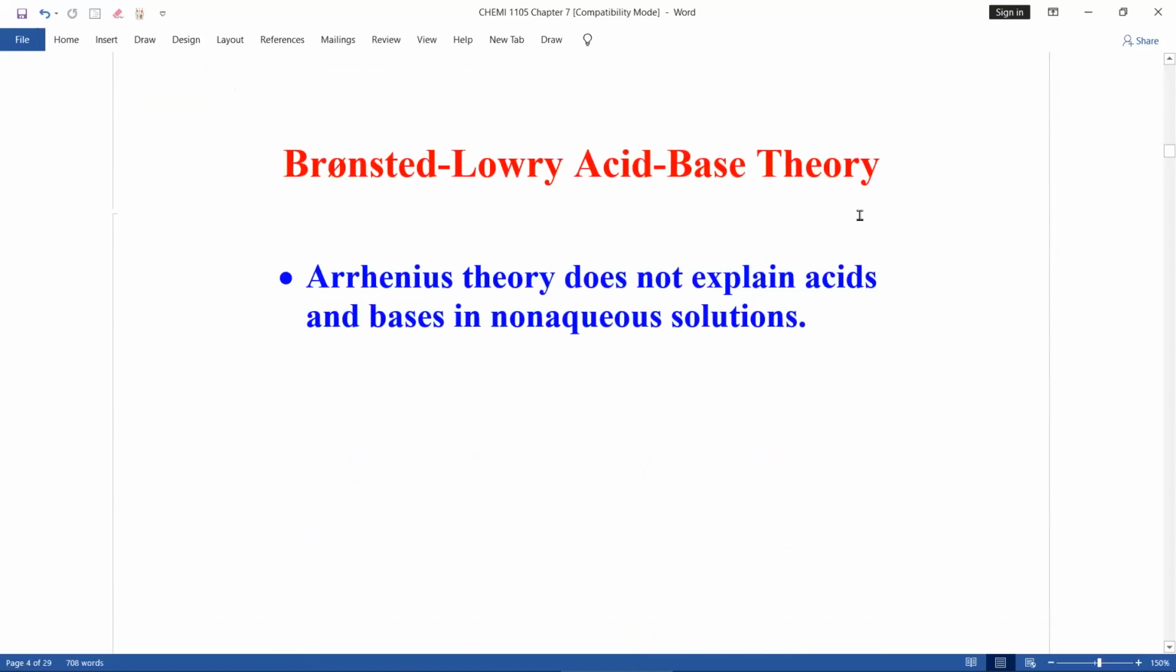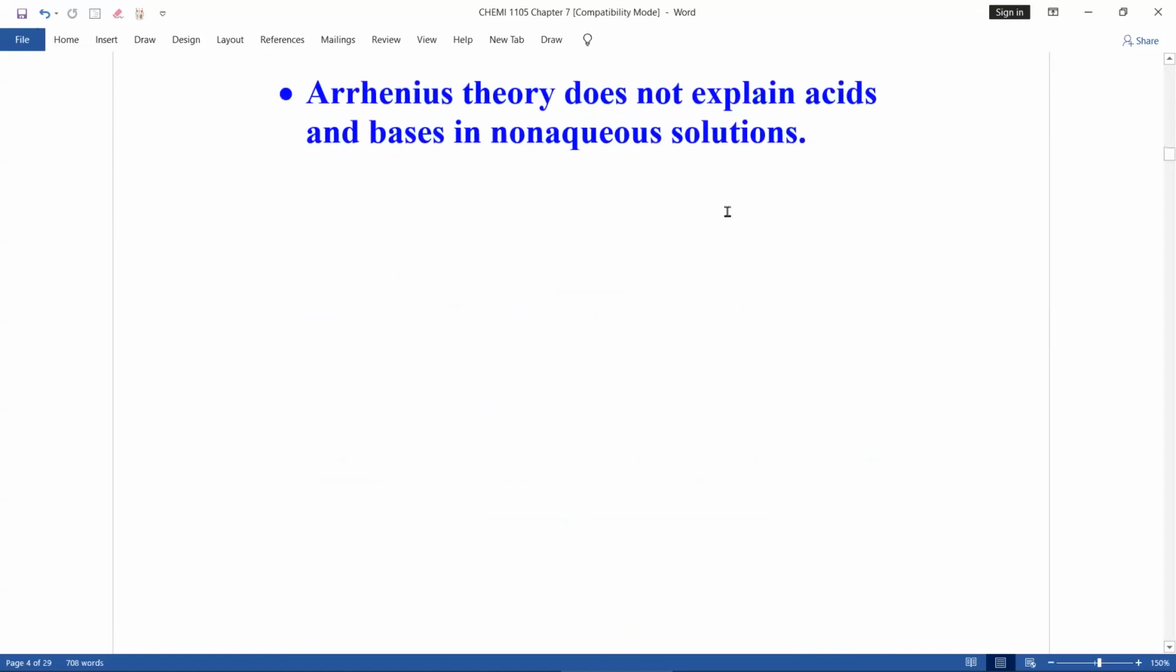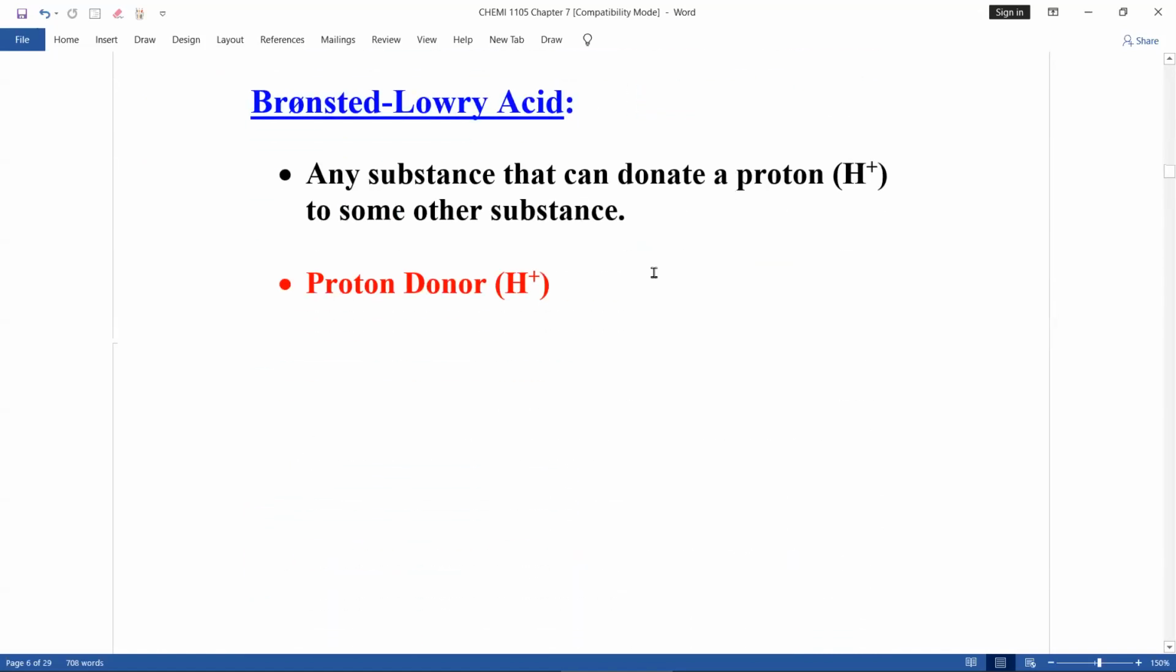Now, there's a big problem with the Arrhenius theory: it does not explain acids or bases in non-aqueous solutions. What happens when the solvent is not water? Well, you can't use the Arrhenius theory. Therefore, Bronsted and Lowry, two chemists working independently, and it's named after both of them, came up with the same theory called the Bronsted-Lowry acid-base theory. And this is stuff you should know.